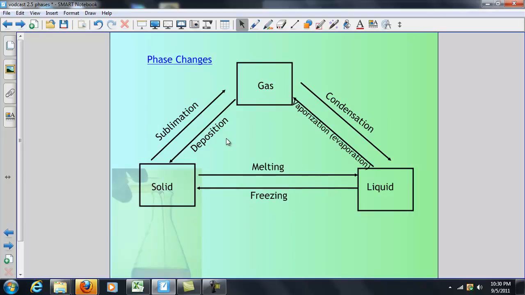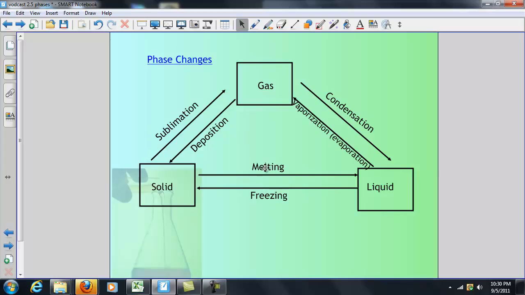Okay, and one quick last thing I want to show you in this vodcast is that all of this is then going to relate to this idea of phase changes. Remember in the last vodcast we talked about phase changes being a physical change. Okay, and so there are all these different phase changes from solid to liquid to gas. And so we've got freezing and melting, condensation and vaporization, and then sublimation and deposition as we're changing phases here.